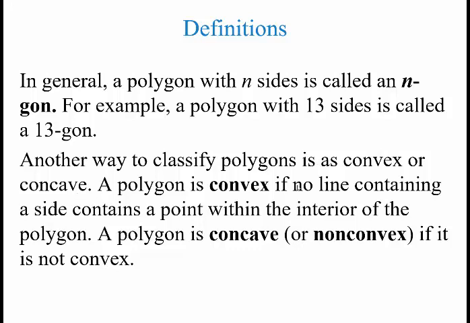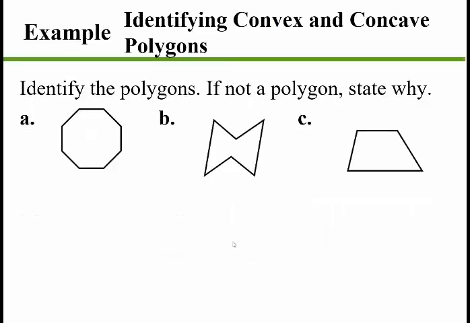So a polygon is convex if no line containing a side contains a point within the interior of the polygon. And a polygon is concave or non-convex if it is not convex. So it has no points that are inside the interior of the polygon. All right, so what do we mean by that? Like convex, there's a point within the interior. Concave, no points in the interior. All right, let me show you.